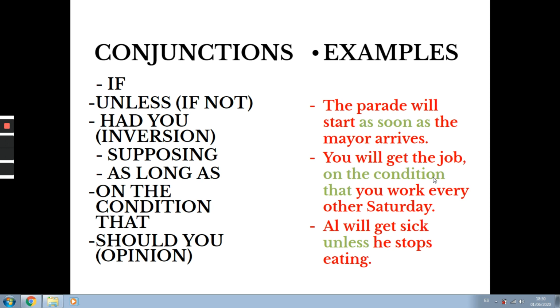And I'd also add "should you", which means opinion. You should have invited me if you had celebrated your birthday. That's another type of conditional with the "should". More giving an opinion, considering a personal request. Okay.